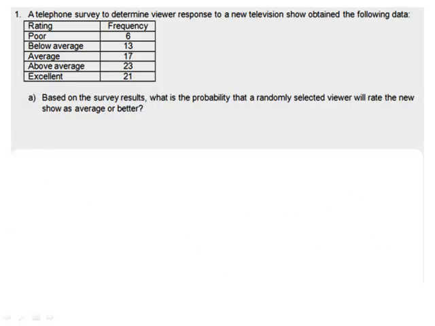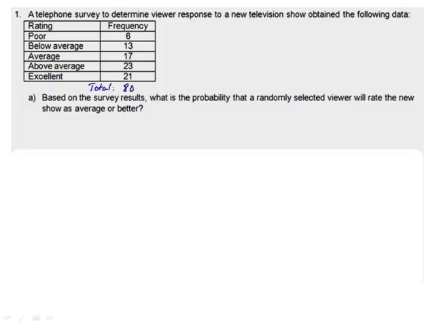Now here's another question with a survey, and we have ratings and frequencies. This is a probability question. So based on these survey results, what's the probability that a randomly selected viewer will rate the new show as average or better? So that would be average, above average, or excellent.